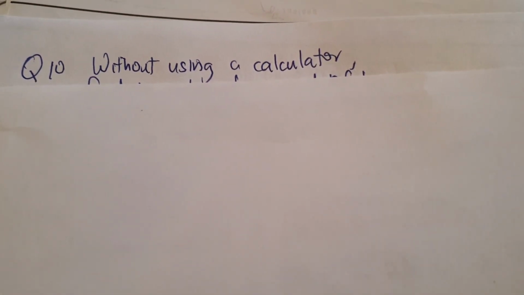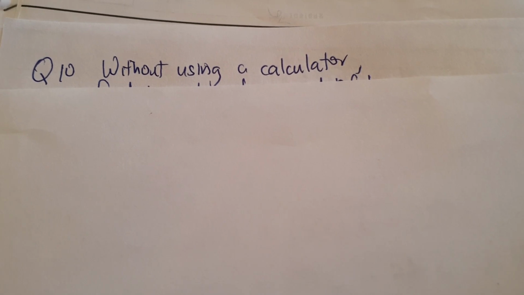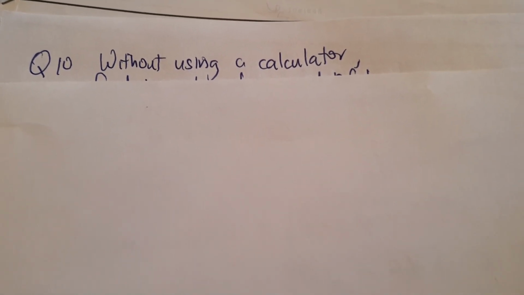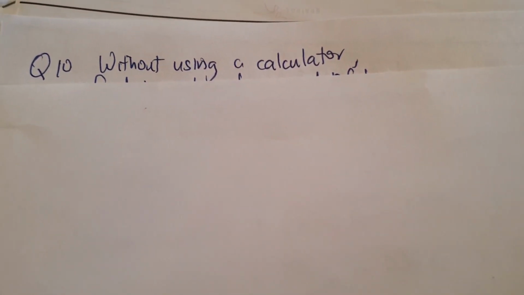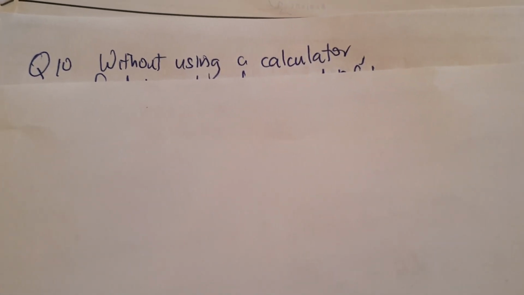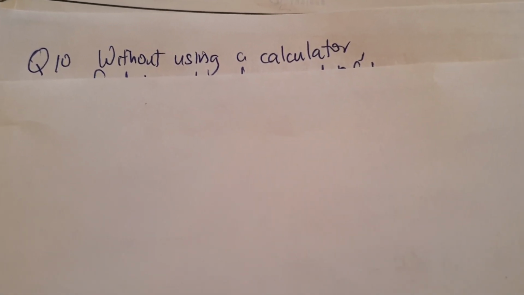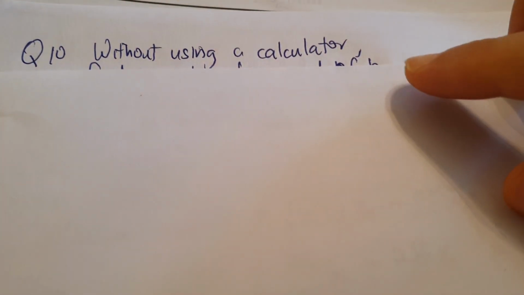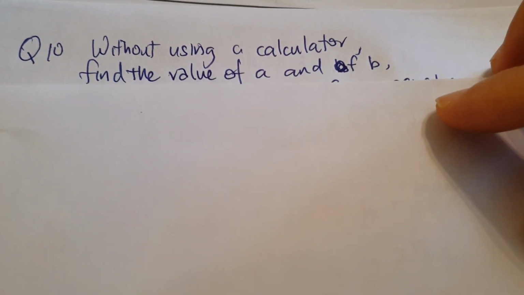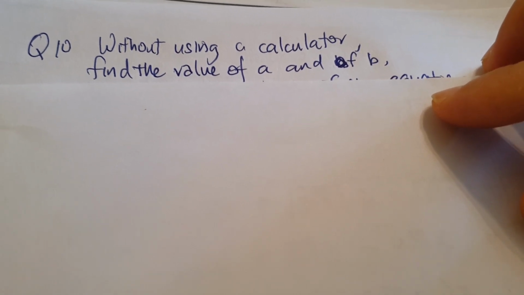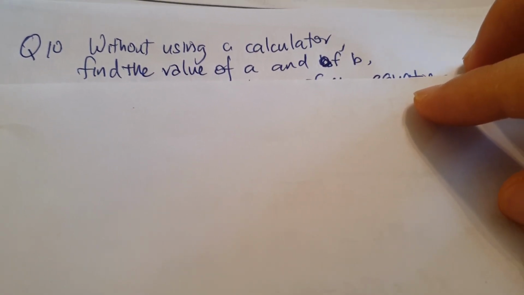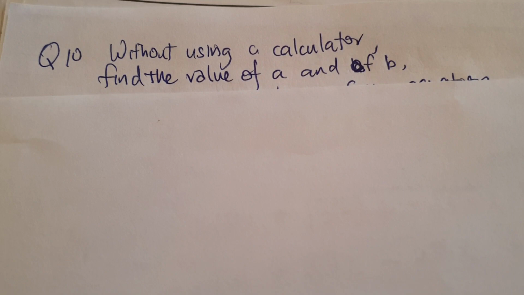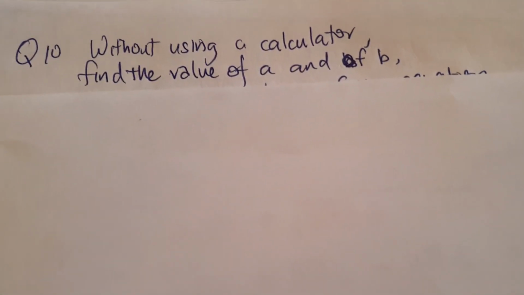Now what they mean by without using a calculator is you need to show step-by-step working, okay? It does not mean that throughout your working out of this question, you cannot use a calculator to help you in your calculations, okay? So without using a calculator means you must show step-by-step working. Now they want you to find the value of A and of B. So your final answer, you must have A equals something, B equals something.